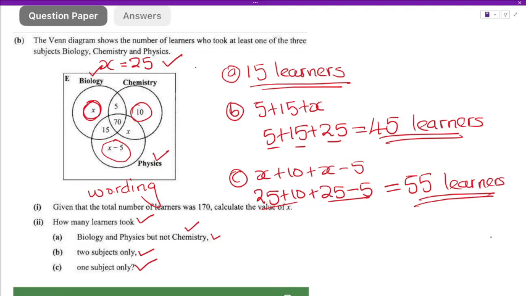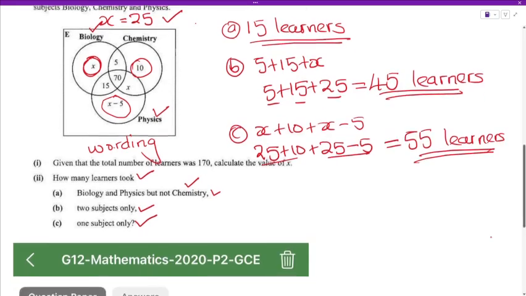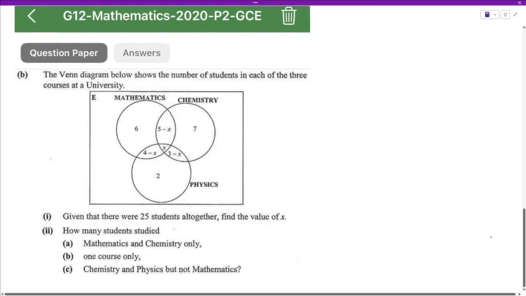I'm sure by now you can see the similarities. These two questions are from different exam papers, but they are pretty much the same. Let's go to another one, the last one.